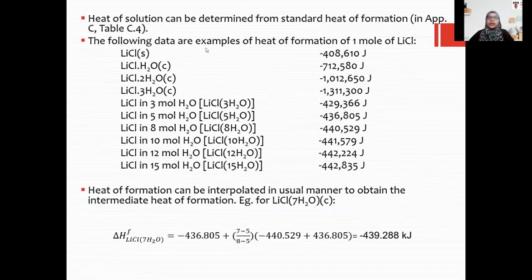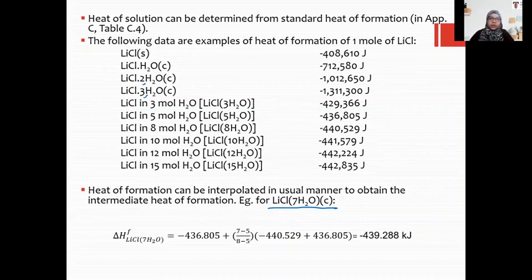Okay, the following data are an example of heat of formation for 1 mole of lithium chloride. The first example, we have lithium chloride as solid, or 1 mole dissolved in 1 mole of solvent or water. And this is for the second mole, third mole, and so on. Heat of formation can be interpolated in the usual manner to obtain the intermediate heat of solution. For example, we need to define lithium chloride in 7 moles of water. So how can we obtain it?